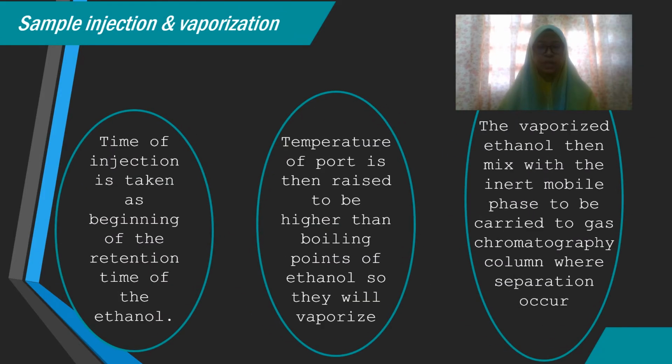The sample injection and vaporization. The time of injection is taken as the beginning of the retention time of the ethanol. The temperature of the port is then raised to be higher than the boiling point of ethanol, so it will vaporize. The vaporized ethanol is then mixed with the inert mobile phase to be carried to the gas chromatography column where the separation will occur.